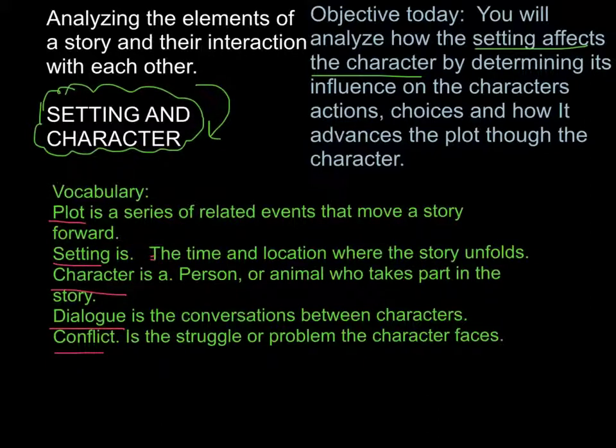So again, we have plot, setting, character, dialogue, conflict. Plot is a series of related events. That's very important that you make sure that you say related events that unfold the story. Setting is the time and location, or basically where the story takes place, when and where. Character is person or animal. It's part of the story. Dialogue is the conversations, the discussions, the talking between characters. And the conflict, again, is our main problem, our struggle. So we've got to make sure that we understand all those things as we go through this.